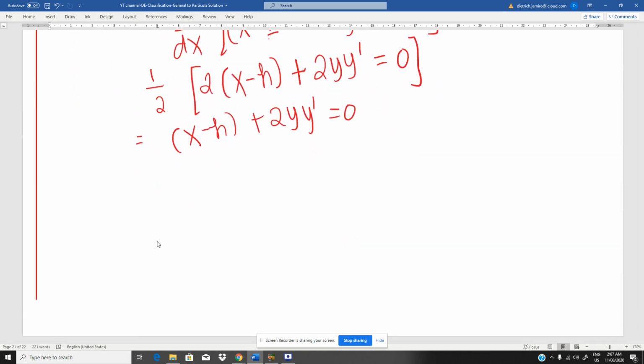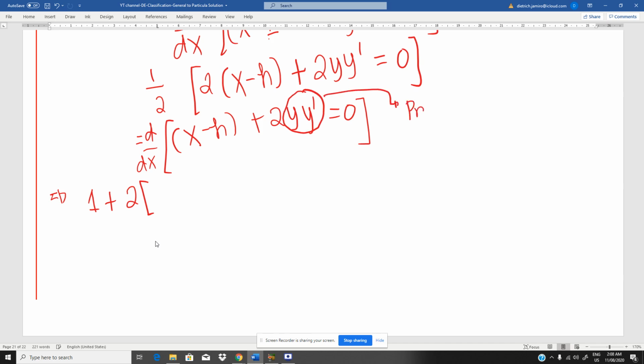As you can see, to eliminate h, we will have to take the second derivative. So by taking the second derivative, we will have 1 for the derivative of x, minus 0 for the derivative of h, plus. As you can see, for this one, we will use product rule.